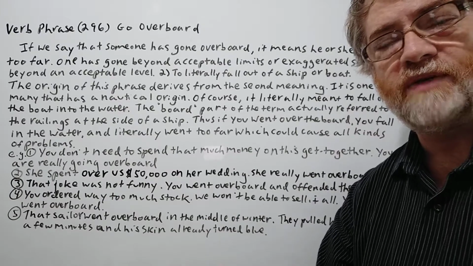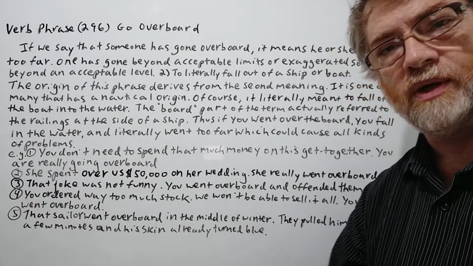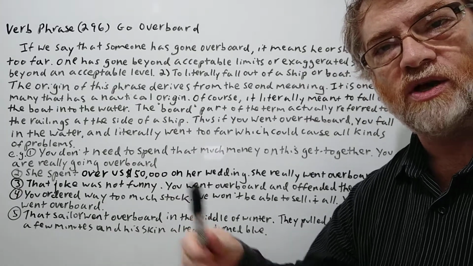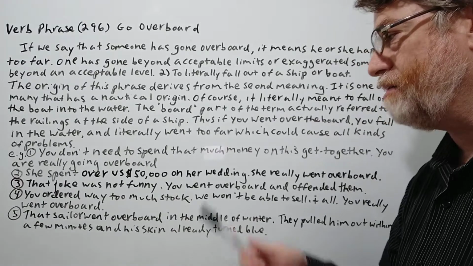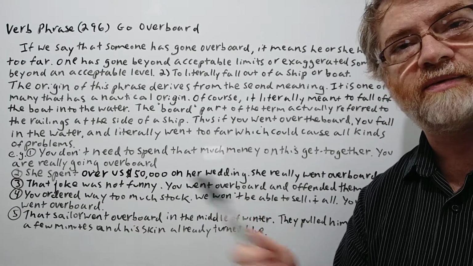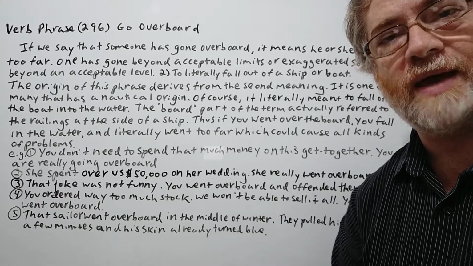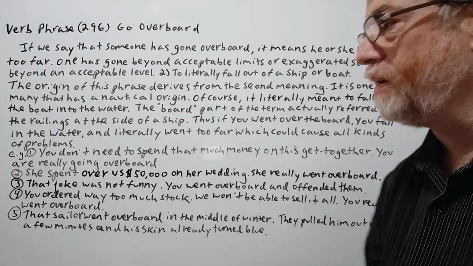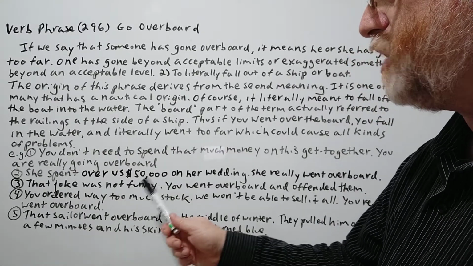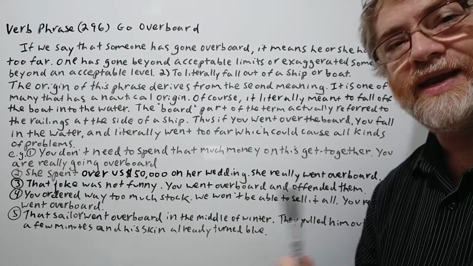So, especially if this number is much higher than one would consider to be usual, then we think that somebody has gone too far. Maybe she ordered too many things or whatever. If you are a person that's a millionaire or something, maybe it's okay. It doesn't matter because you can afford that. But for an average person, this might be too much. You went overboard. All right, number 3. That joke was not funny. You went overboard and offended them.